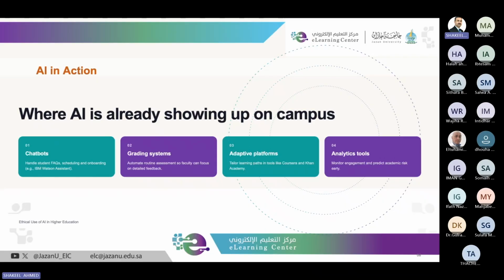Platforms like Coursera and Khan Academy adjust learning content automatically based on how each student is performing. A struggling student and a strong student can work through the same course and have completely different experiences at the same time. And analytics tools are watching engagement patterns and flagging students who may be falling behind before things get serious enough that a student gives up.